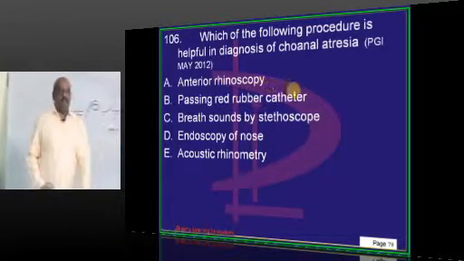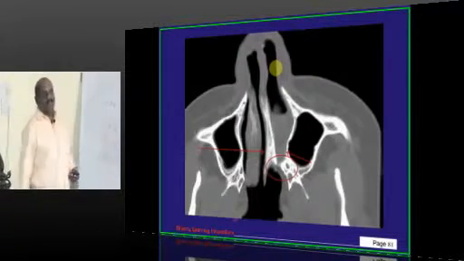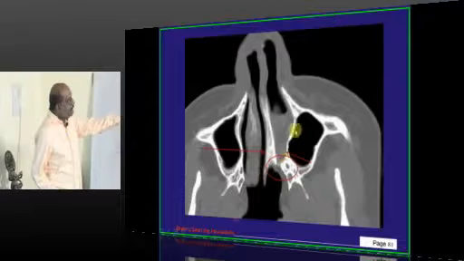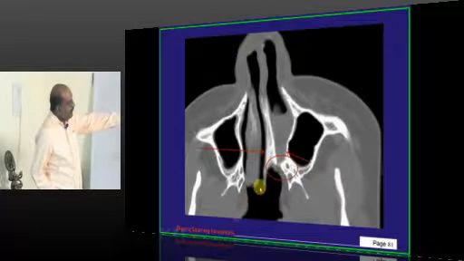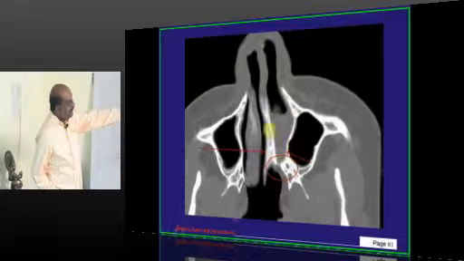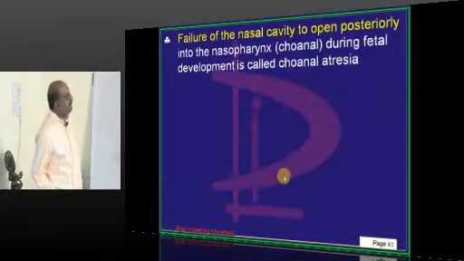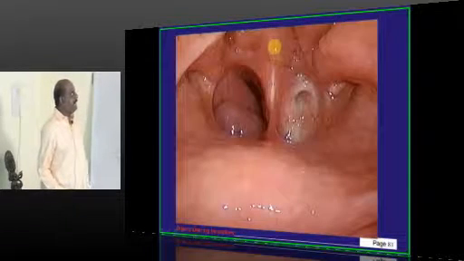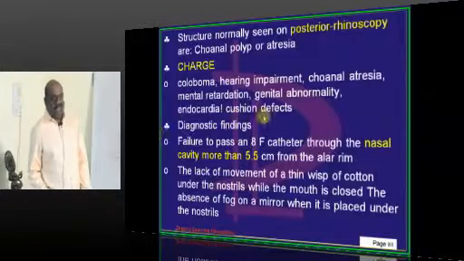Then which procedure is useful in choanal atresia? What is meant by choanal atresia? Typically, failure of the nasal cavity to open up posteriorly. Here you can see it got completely blocked. It is unable to open up posteriorly into the nasopharynx during fetal life, which is called choanal atresia. If you do posterior rhinoscopy, not anterior, you can discover it.